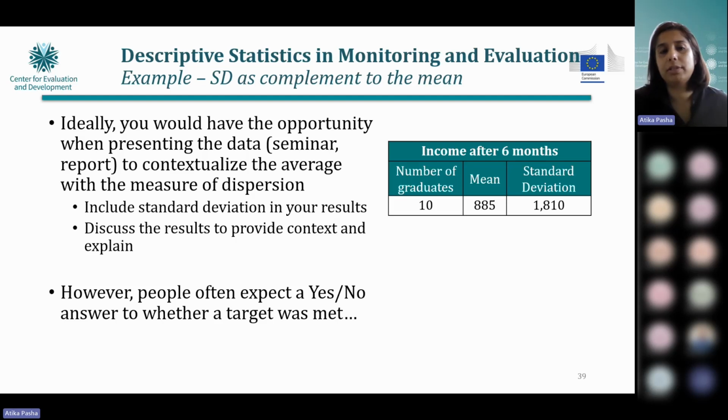Always try to discuss the results to provide context and to nuance your analysis. However, it is known that often you just need to give a yes or no answer. So providing a mean like this would mean yes, you've met a target. However, as evaluators or as program implementers, it's important for us to understand where dispersion in data might be causing a problem in our program goal calculation.